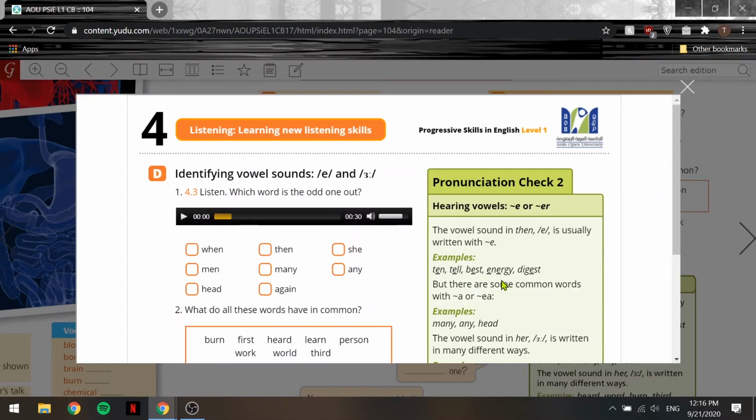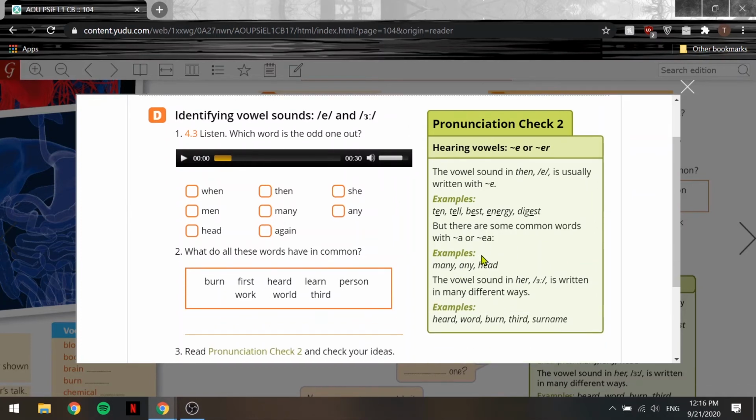So ten, tell, best, energy, and digest. But there are some common words with A or EA. The important thing is to hear the sound correctly. Examples: many, any, head. Okay, the vowel sound in her is written in many different ways. So you see the word her, that sound is basically the vowel sound that we want to talk about.